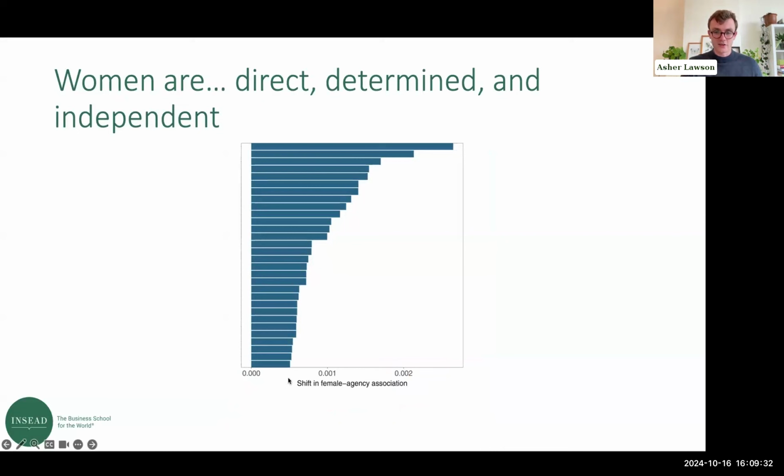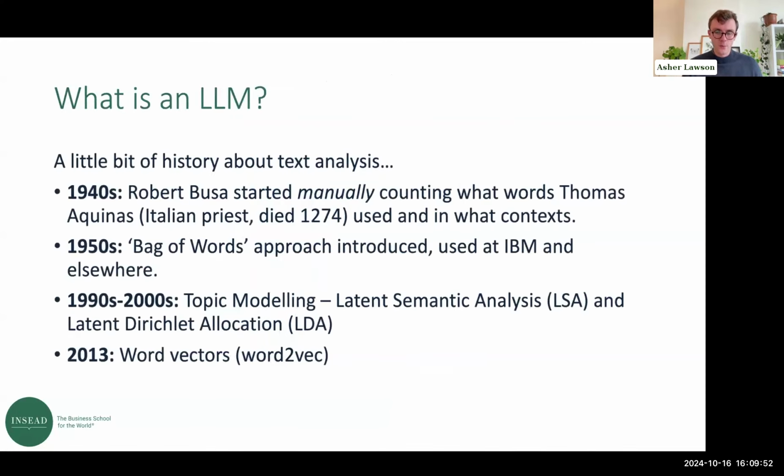So along the x-axis here, I have how much a word shifted towards the meaning of being a woman. We saw that when you hire women as CEOs, people start discussing women in general as being more direct, determined, independent, active, all these types of positive traits that we might associate with positive agentic leadership. But today we're going to be talking about something a bit different.